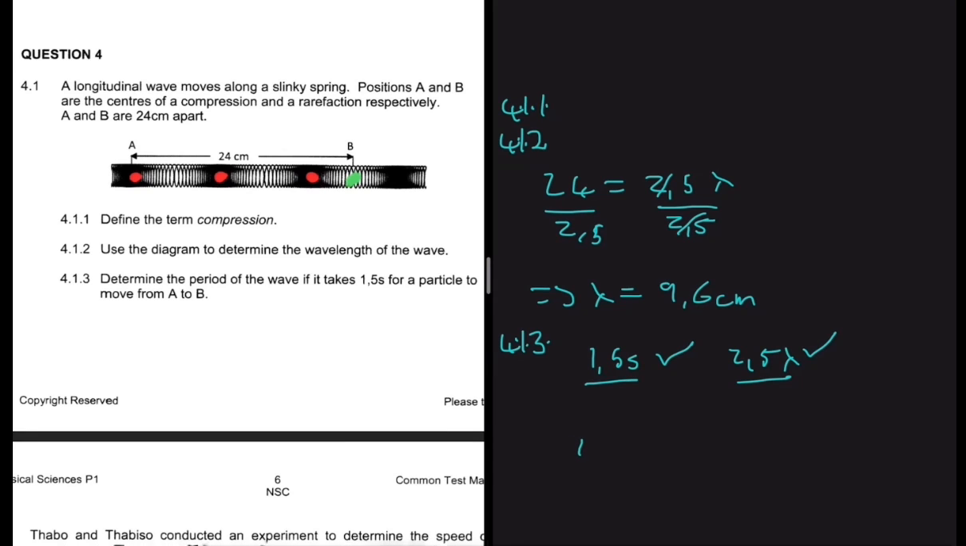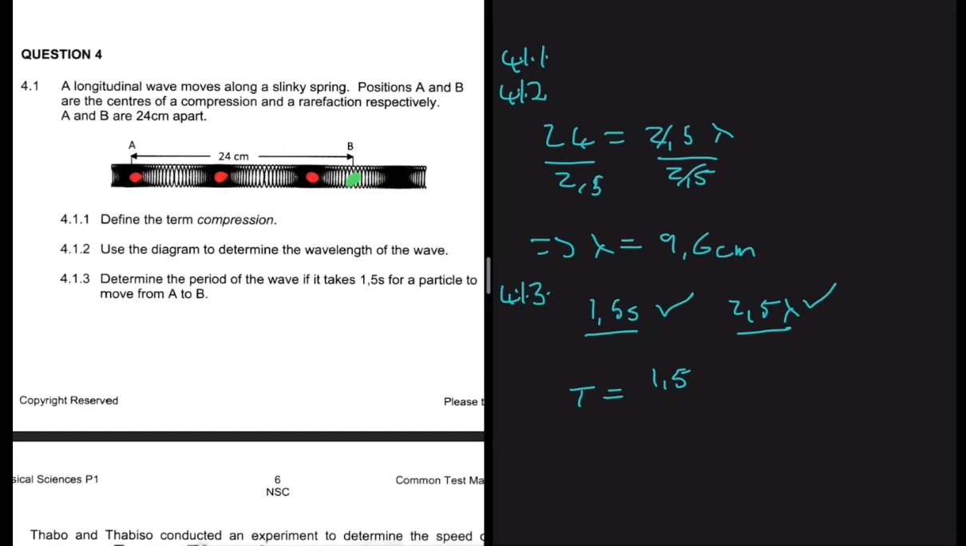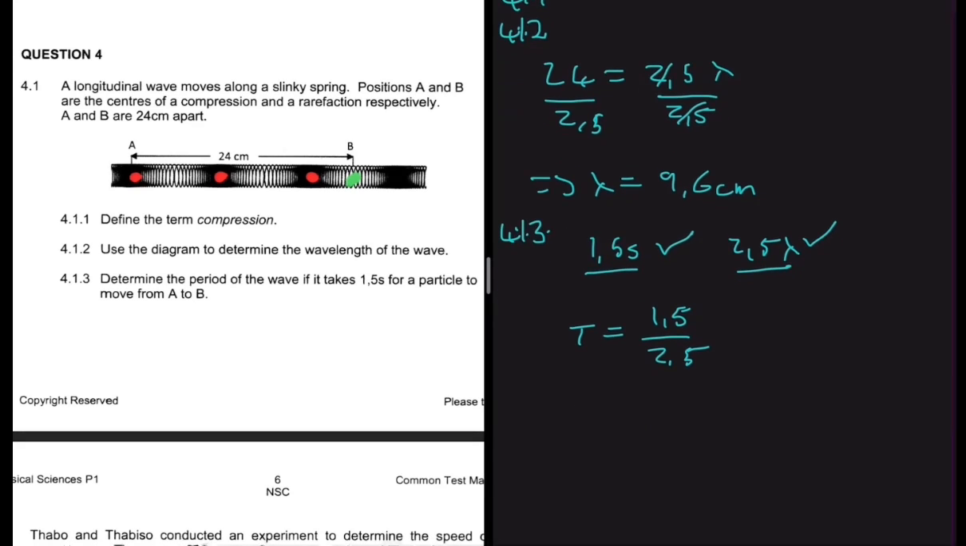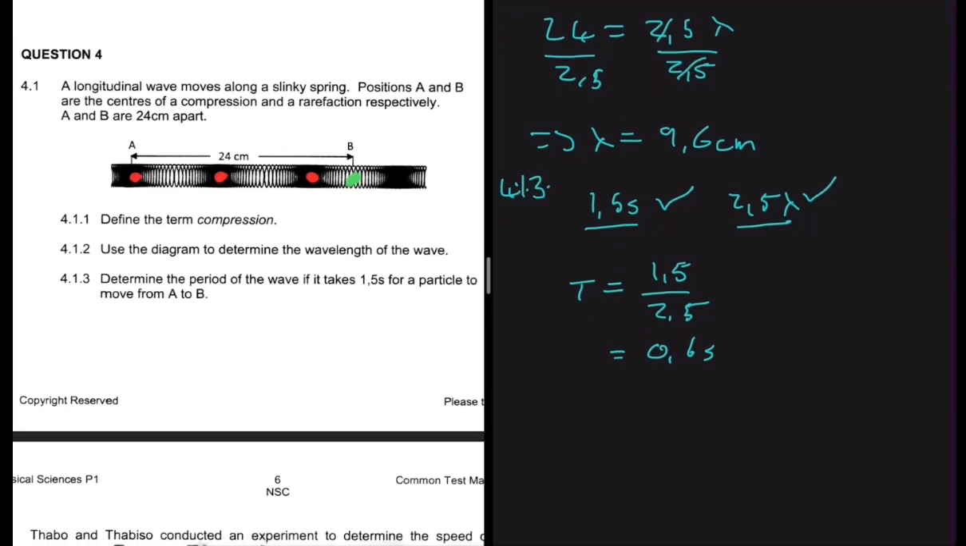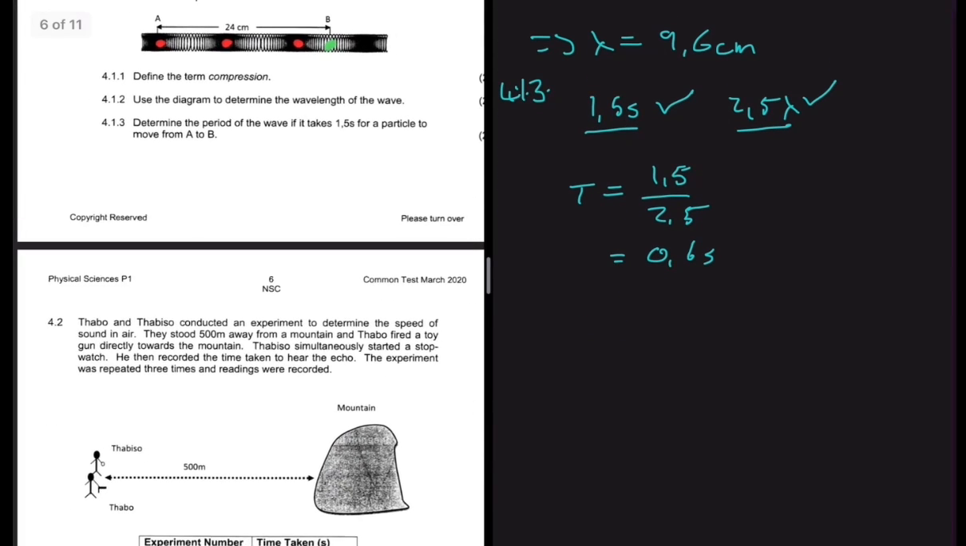So in order to find the period here, we're going to say 1.5, the time it takes to complete 2.5 waves, divided by 2.5. Then we will be able to find the time it takes to complete one wavelength. If we compute that, we get 0.6 seconds. So the time it takes to complete one wavelength is 0.6 seconds. You take the time it takes to complete 2.5 waves divided by 2.5 waves, and then you will get the period. And now off to 4.2.